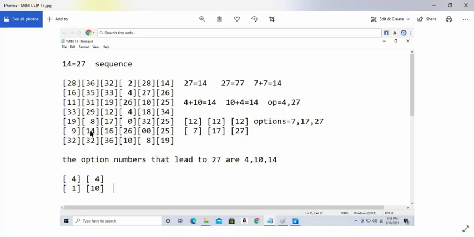So our options are 4, 10, 14, and 1. It landed on 14, as you can see right here. So this 27 sequence to a 14, just like that. That was the grand finale. This is the end of the sequence.